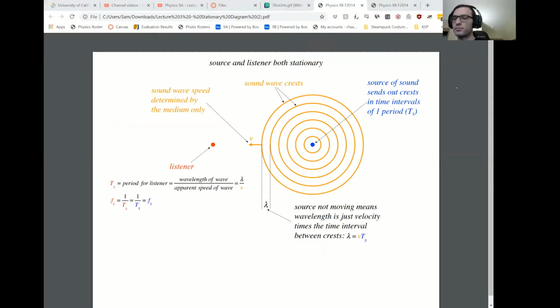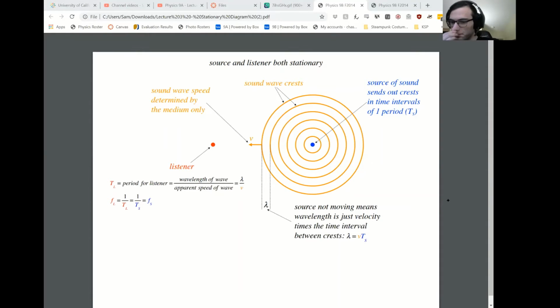So here we have a source, stationary, and a listener, also stationary. Just as in the animation, the source is emitting radially outwards in these spheres. And so if, say, the frequency is 5 hertz, that means that there are 5 cycles per 1 second. So how long would it take to send out a single crest? It'd take 0.2 seconds. That's the period.